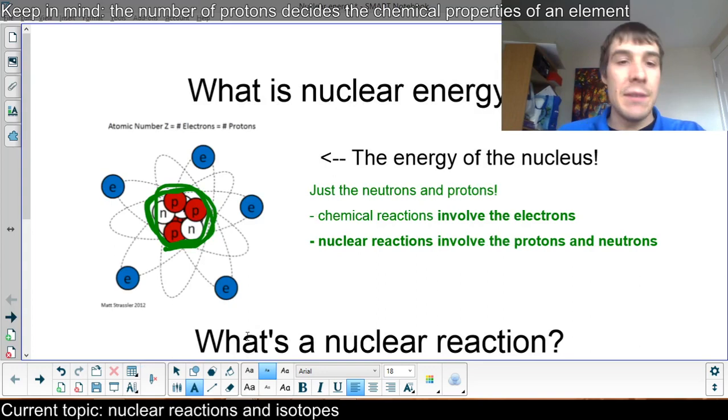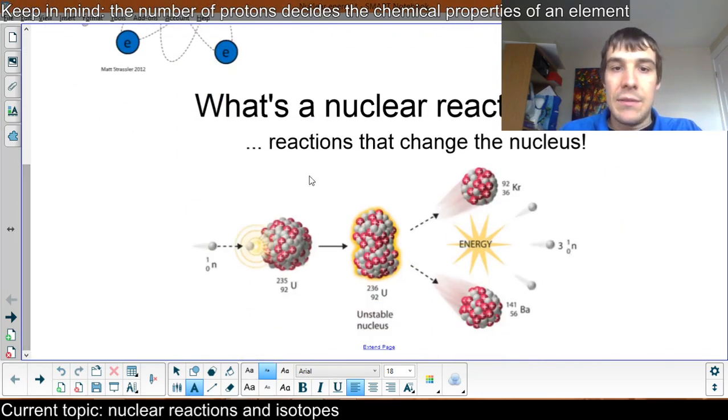First off, what's nuclear energy? Nuclear energy is, obviously enough, the energy of the nucleus. And the nucleus is just the neutrons and protons, right? So we've talked about how chemical reactions involve the electrons, ionic will steal and molecular will share and stuff like that. But when we talk about a nuclear reaction, it's any reaction that involves the nucleus, right? It doesn't have to explode, just has to involve the nucleus somehow. So that's a nuclear reaction.